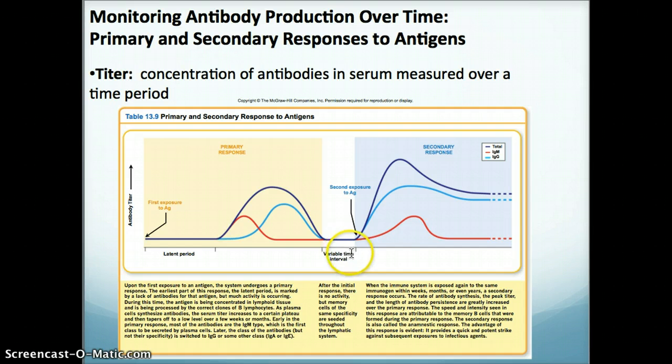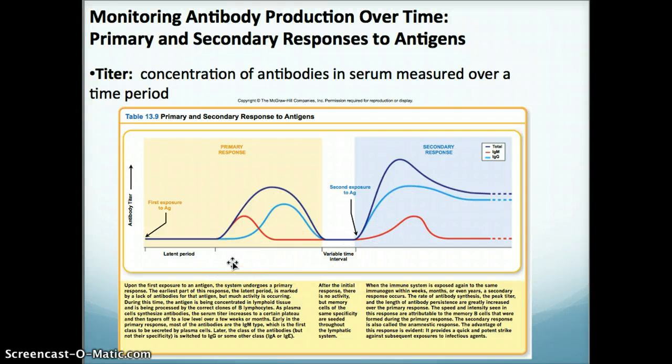And then after a variable time interval, this can be a short amount of time or perhaps a long amount of time, but our body should always be prepped for a second response. We get second exposure to that original antigen. And what you see here is there is no latent period. It is immediately recognized as foreign, and there is an immediate proliferation of our IgA and our IgG. It's a much higher peak, and it is a much quicker response.